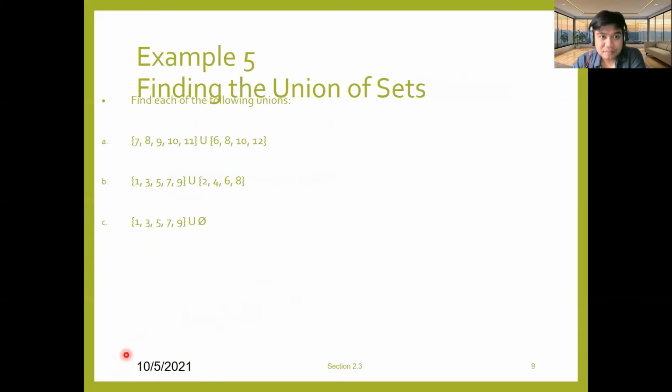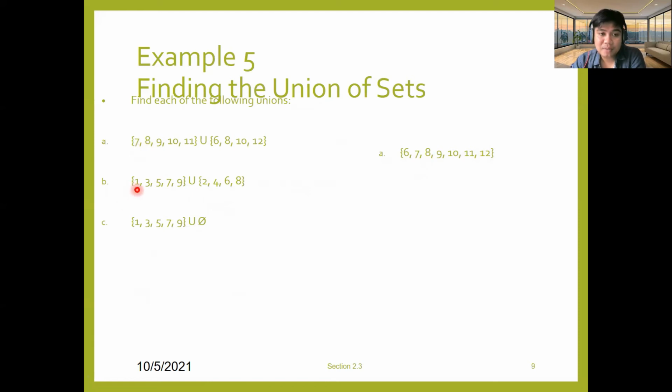Okay, next. Example 5, finding the union of sets. So find each of the following unions. So for letter A, ang gagawin lang natin, we are going to merge all the elements of the two sets. So 7, 8, 9, 10, 11, and then we have 6, 8, 10, 12. So ang gagawin natin, merge lang natin, we have 6, 7, 8, 9, 10, 11, 12. So kapag may naulit na number, for example, we have 8, 8, nagiging isa na yun. Kasi sa set theory, kahit na may maulit na element sa loob ng set, nagiging isa lang yun. It will be counted as 1.